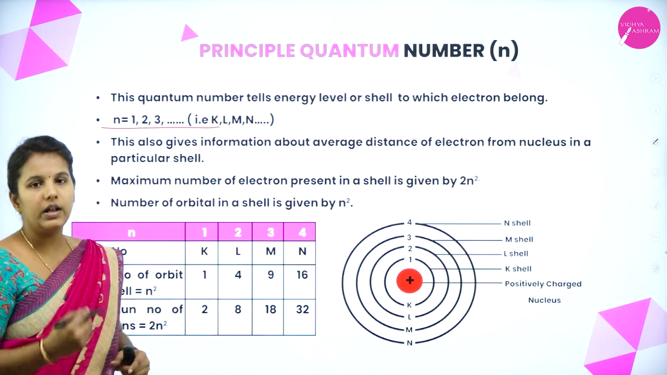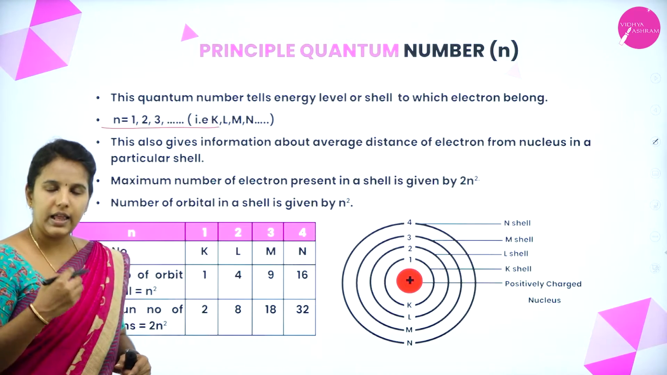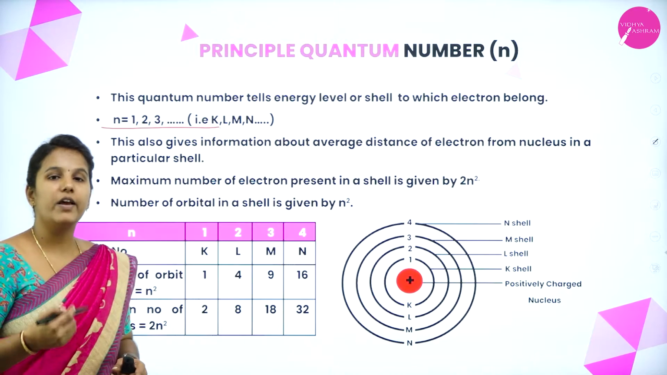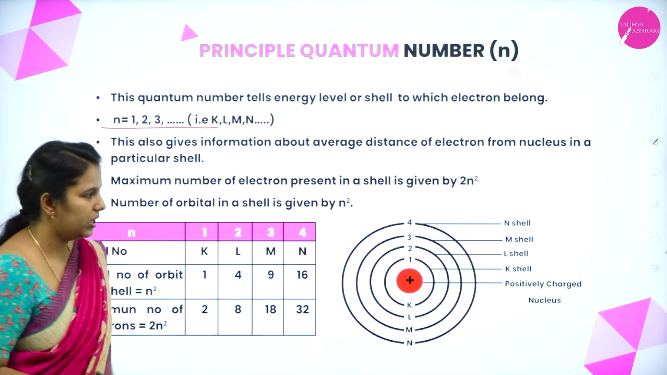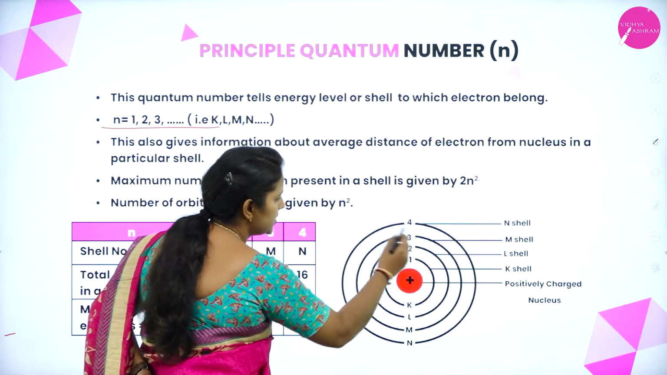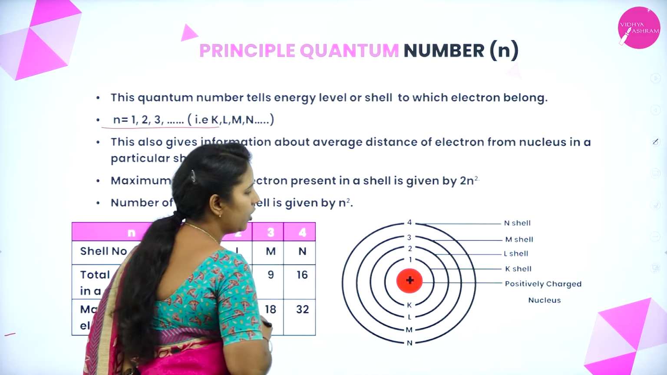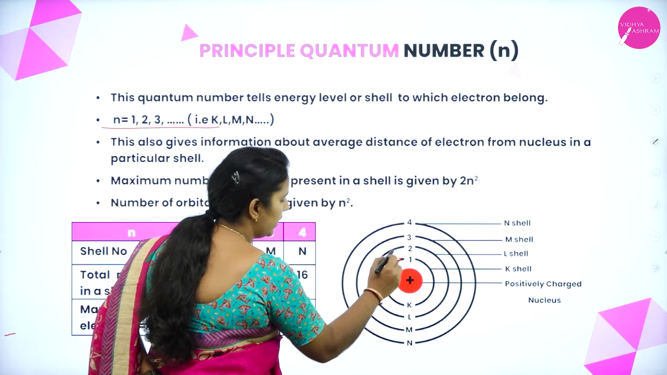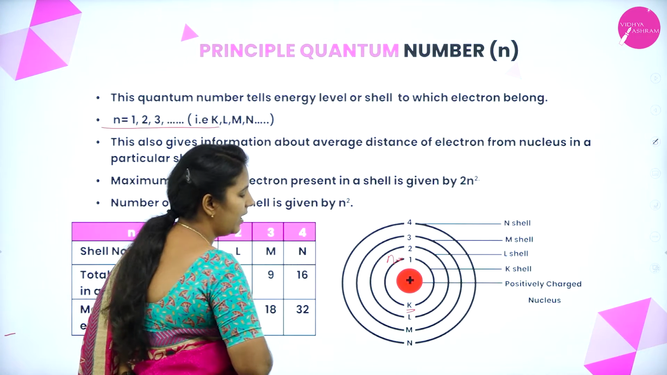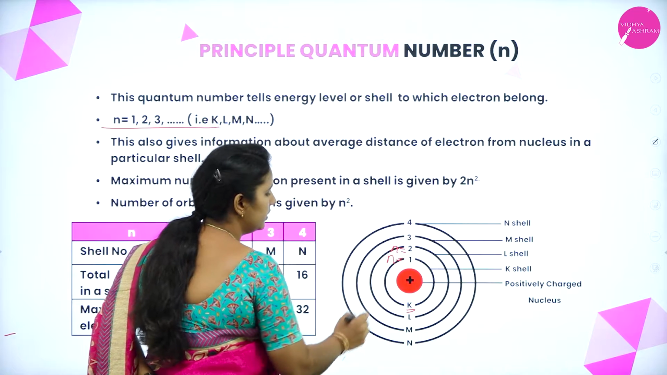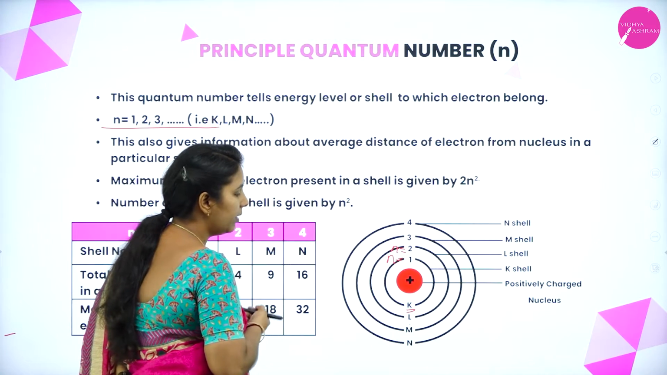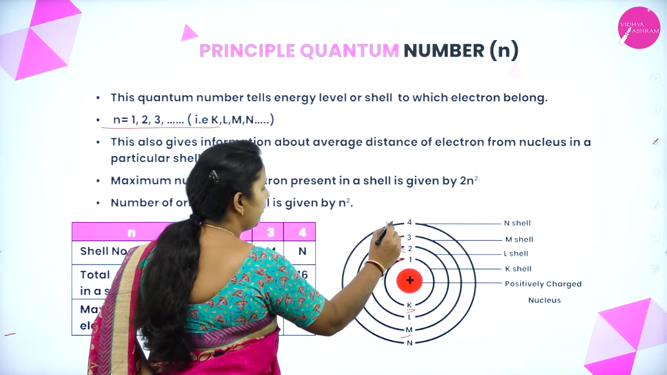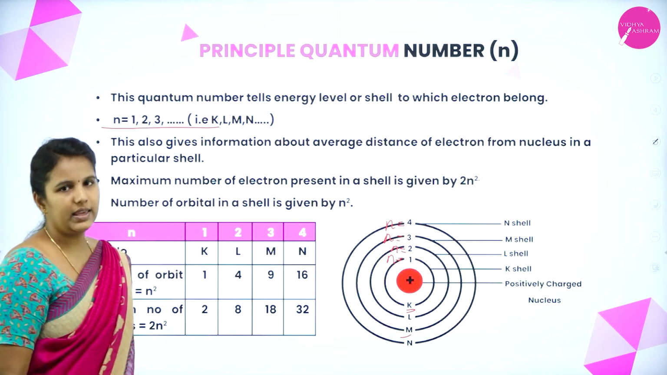If n is equal to 1, we call it the K shell. If n is equal to 2, we call it the L shell. If n is equal to 3, we call it the M shell. If n is equal to 4, we call it the N shell. Like this, if you draw the structure of an atom, at the middle there is a positive charge center, followed by the values of n. If n value is 1, obviously it becomes the K shell. If n value is 2, it is named the L shell. If n is equal to 3, it is the M shell. If n is equal to 4, it is the N shell.